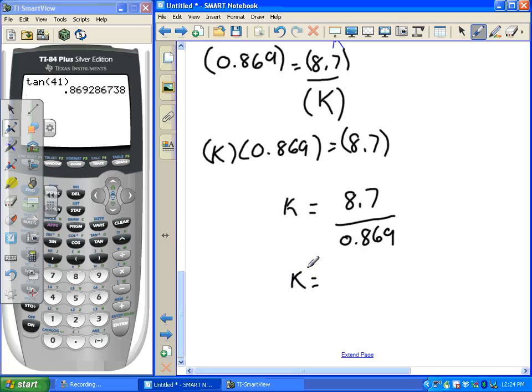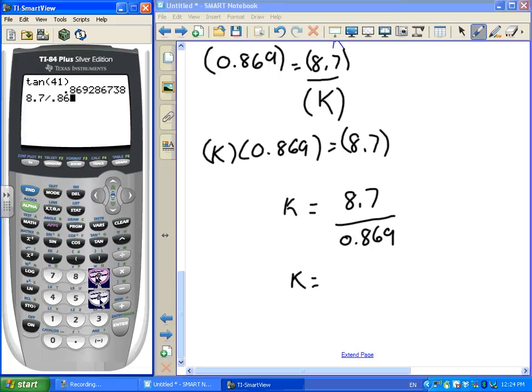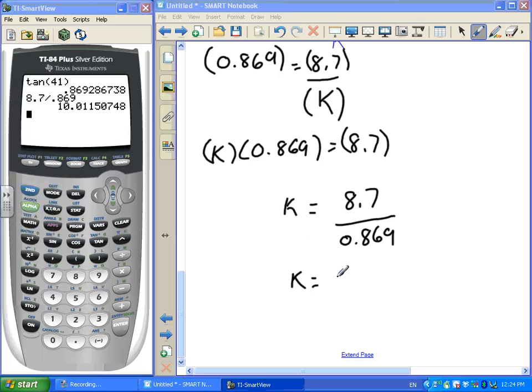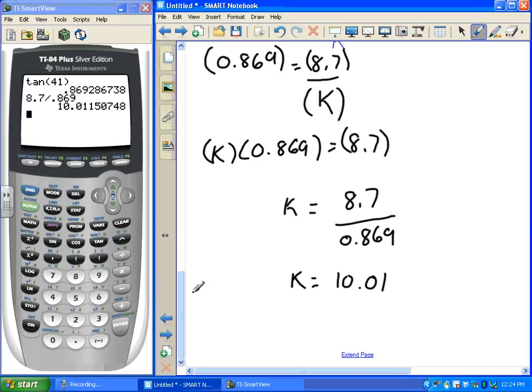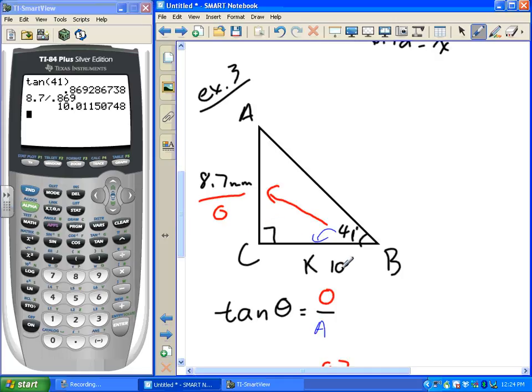So our k, I'm going to put it in here right now, 8.7 divided by 0.869, 10.01. So our k is equal to 10.01 millimeters. Okay? So I've solved for k. I now know the distance of that.